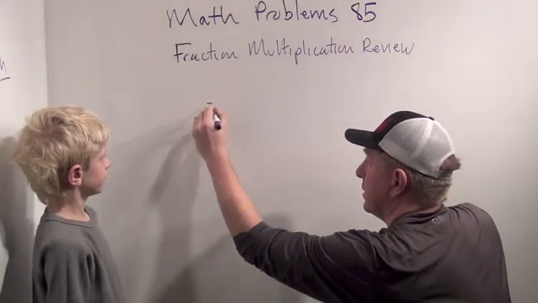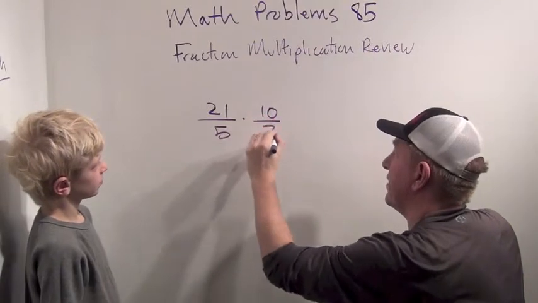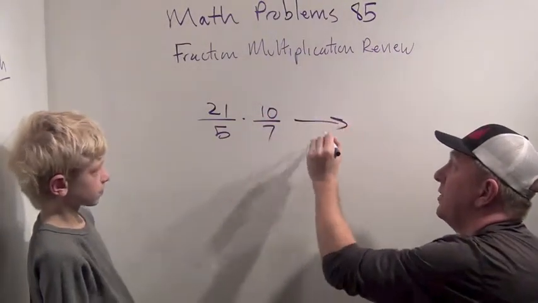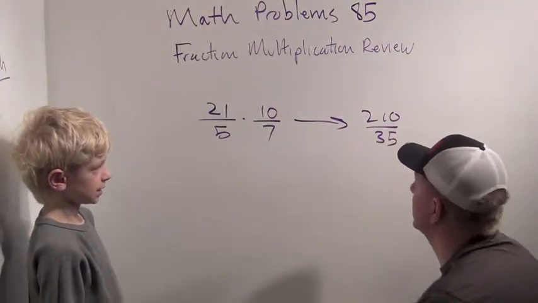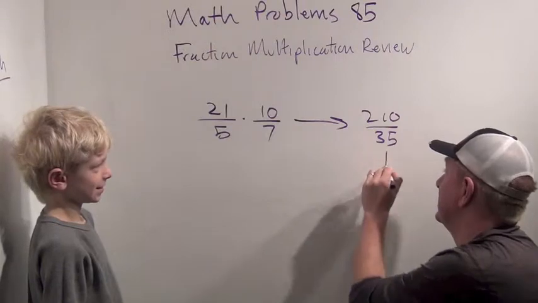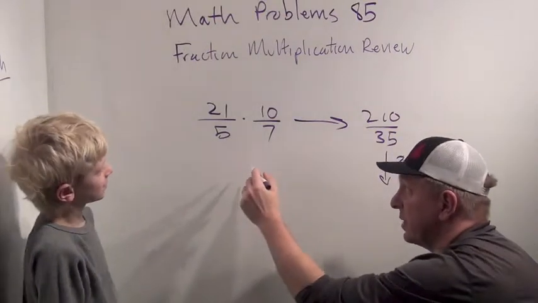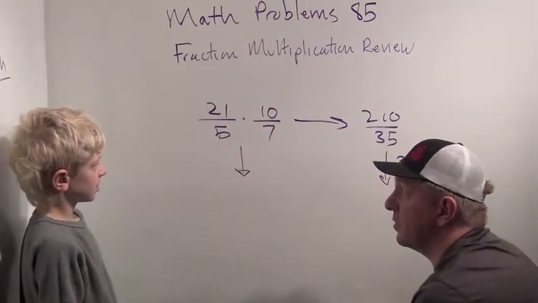21 fifths times 10 sevenths. Okay, this is what we're going to do. Now if you multiply out everything, you get 210 over 35. Is that an exciting number? No. But let's see if we can make this easier. What happens if we simplify before we multiply?